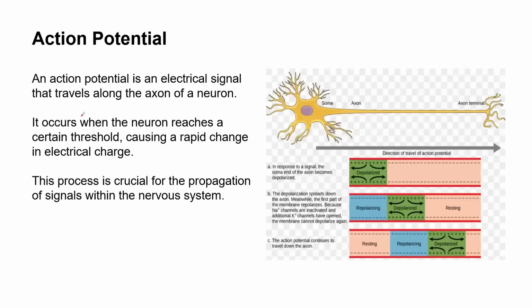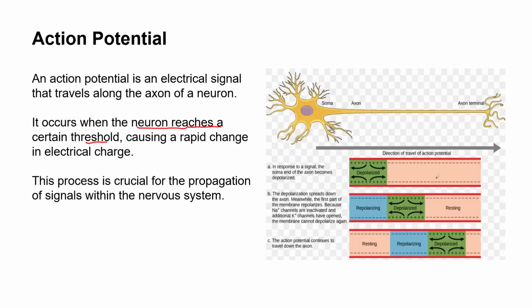So the next thing is the action potential. The action potential is an electrical signal that travels along the axon of a neuron. This is the real process that involves how signals are transmitted from one neuron to another. It occurs when a neuron reaches a certain threshold, causing a rapid change in electrical signal. This process is crucial for the propagation of signals within the nervous system.